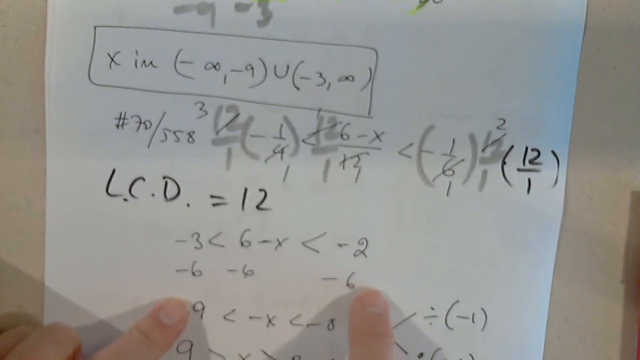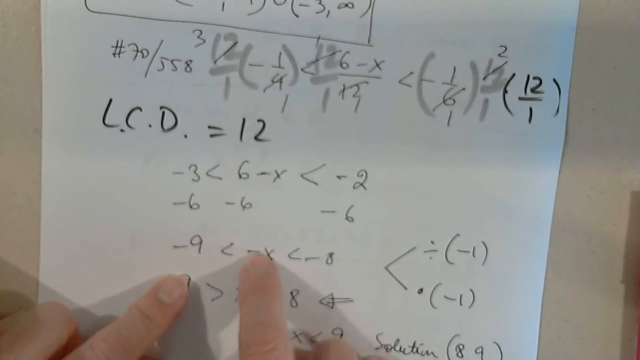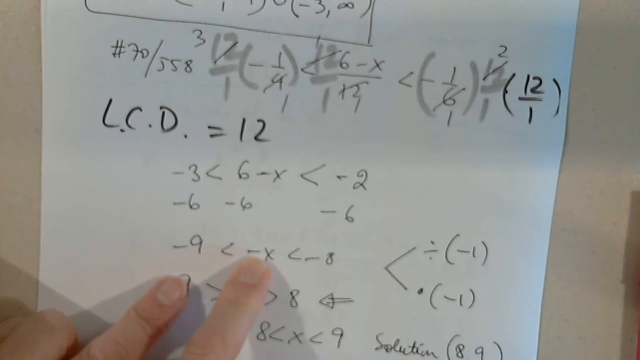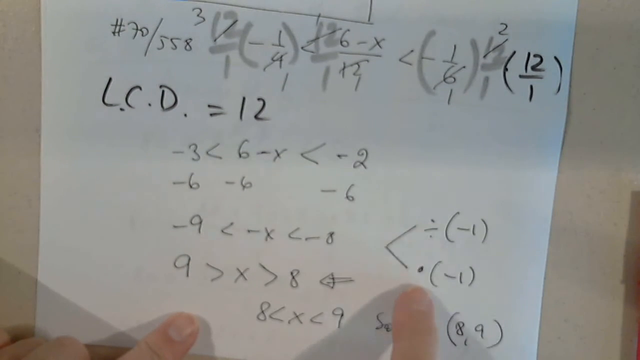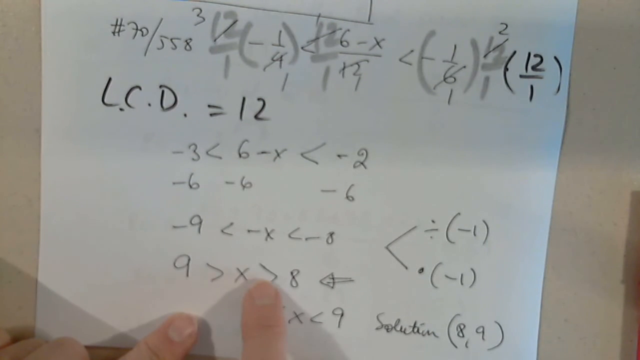We are subtracting 6 from all three sides. Negative 9 less than negative x less than negative 8. However, we have to divide by negative 1. When we multiply or divide by a negative number, we have to switch the inequality symbol.